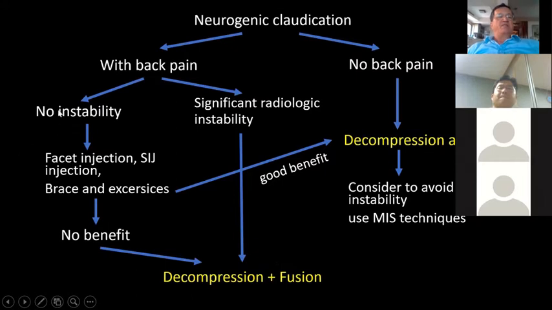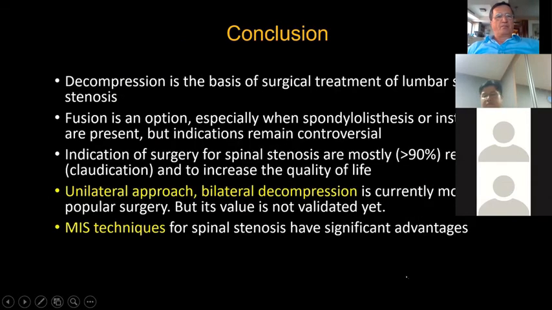If the patient has no benefit from conservative measures and injections, then we can also try decompression and fusion. So this is the general philosophy of when and how to make a fusion surgery in lumbar spine stenosis. In conclusion, unilateral approach and bilateral decompression is currently the most popular surgery, but its value is not validated yet. MIS techniques for spinal stenosis have significant advantages.